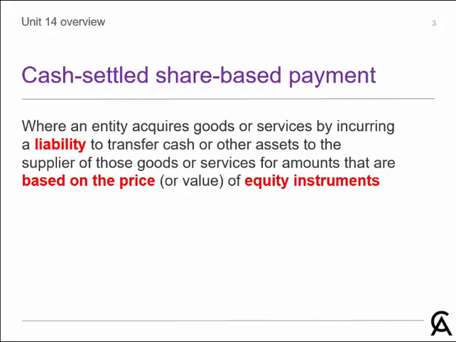This is where an entity acquires goods or services by incurring a liability to transfer cash or other assets to that supplier for amounts that are based on the price of their equity instruments. So the important thing here is we're looking at this type of share-based payment as representing a liability of the entity, and that liability is calculated with reference to the price of their own equity instruments.